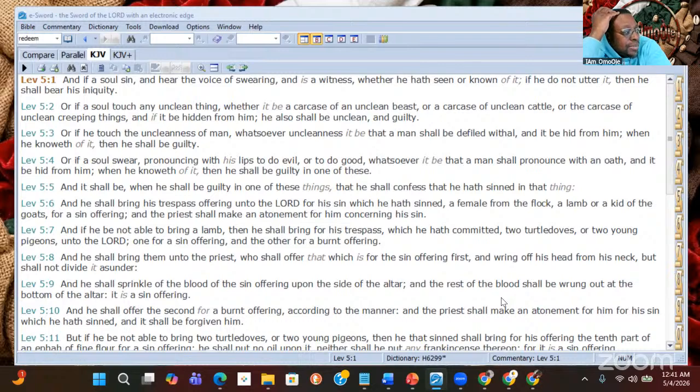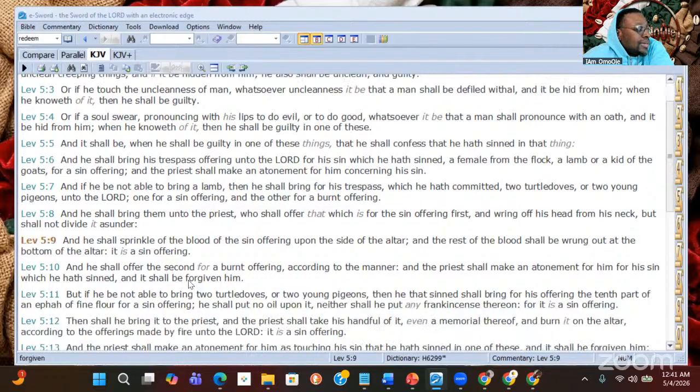And if he be not able to bring a lamb, then he shall bring for his trespass which he has committed two turtle doves or two young pigeons unto Jehovah, one for a sin offering and the other for a burnt offering. And he shall bring them unto the priest, who shall offer that which is for the sin offering first, and wring off his head from his neck, but shall not divide it asunder. And he shall sprinkle of the blood of the sin offering upon the side of the altar, and the rest of the blood shall be wrung out at the bottom of the altar. It is a kata'ah offering.